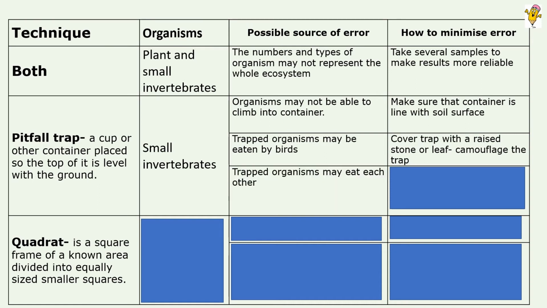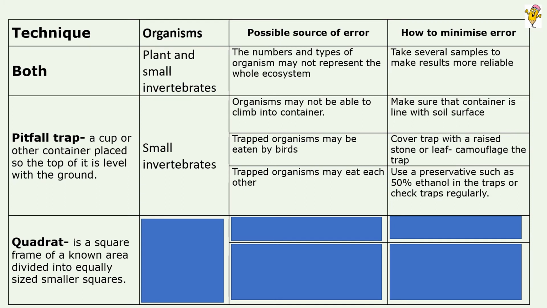And the next possible source of error of a pitfall trap would be that trapped organisms may eat each other. How to minimize that would be to use a preservative such as ethanol in the trap so it kills the insects, or you can check the traps more regularly.